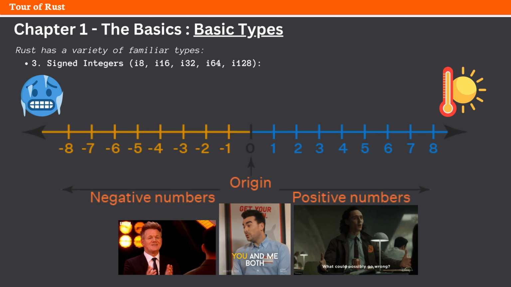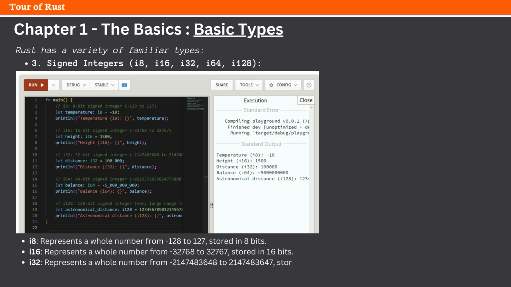Here's a summary of signed integers in Rust. Signed integers are integers that can represent both positive and negative whole numbers. Here are the standard signed integer types in Rust. I8 represents a whole number from -128 to 127, stored in 8 bits. I16 represents a whole number from -32768 to 32767, stored in 16 bits.